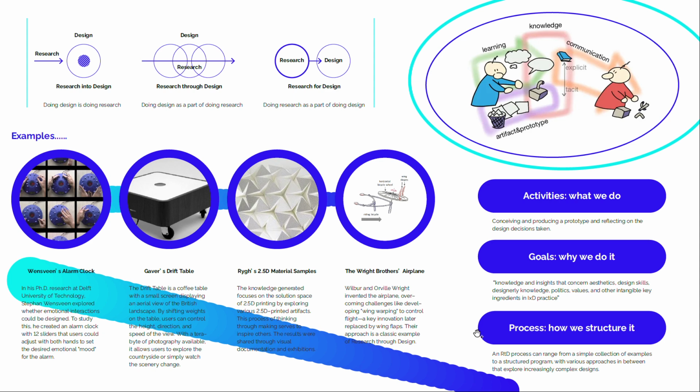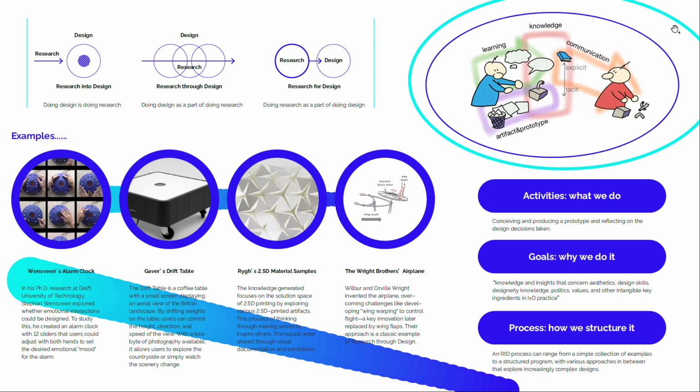And third, the process, how we structure it. Research to design process can range from a simple collection of examples to a structured program with various approaches in between, with increasingly complex designs. Here are activities, goals and process. It's like what, why, and how.